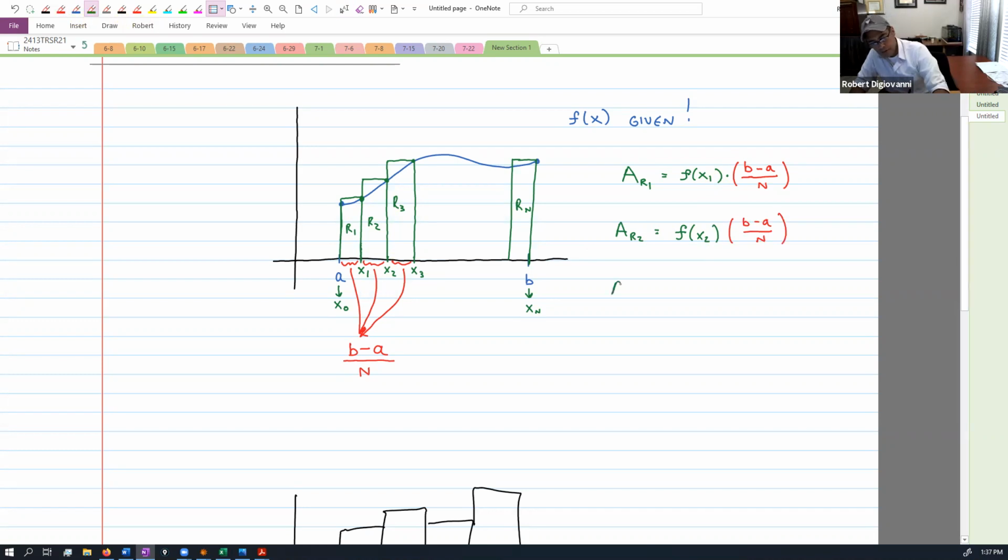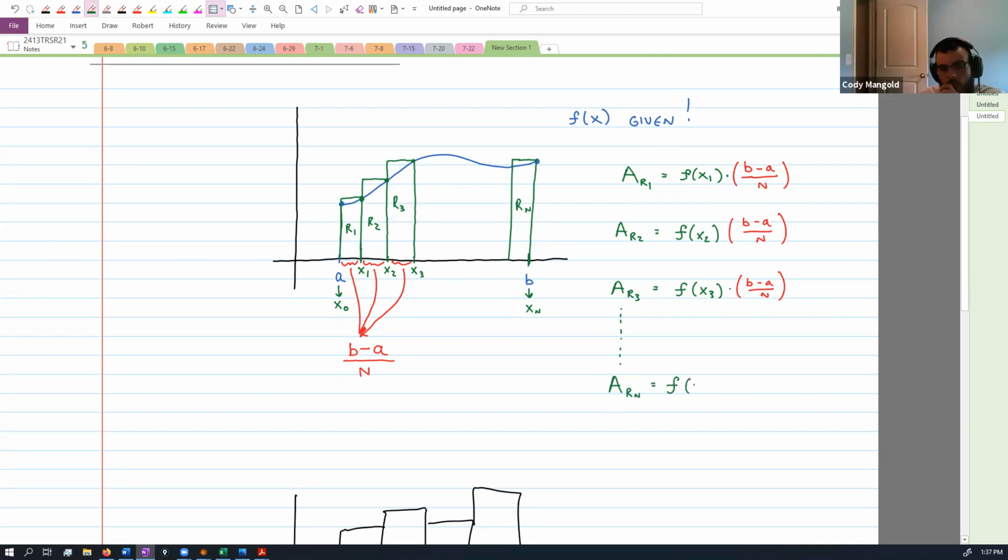And then for the area of rectangle 3, we get f of x sub 3 times b minus a over n. And we do this for all the rectangles, right? Every single one of these. So what would the formula for the very last rectangle be? Area of rectangle n. Yeah, f of x sub n times b minus a over n.